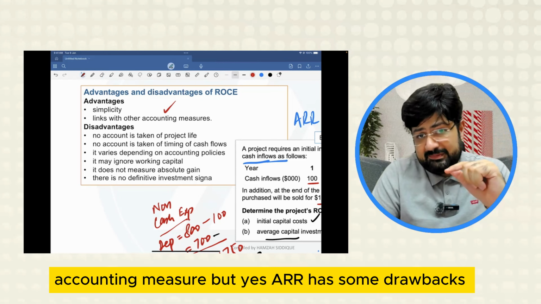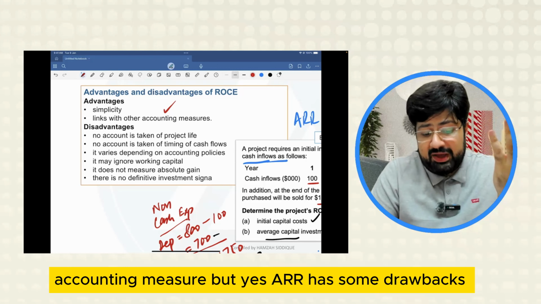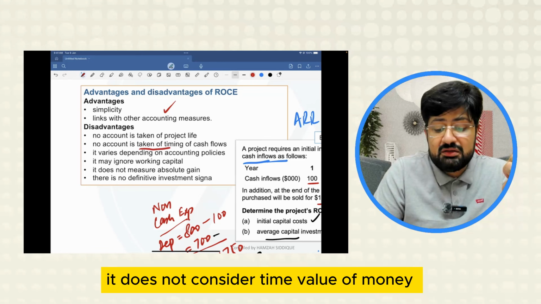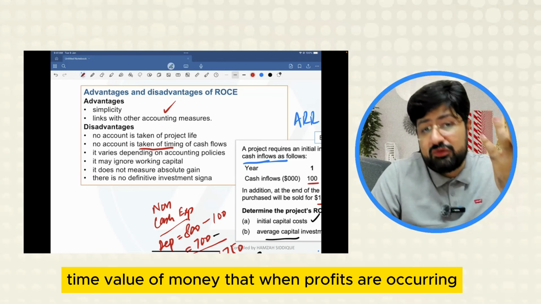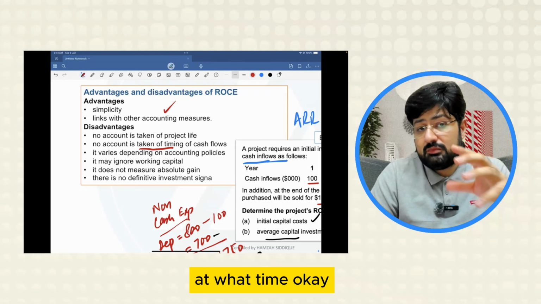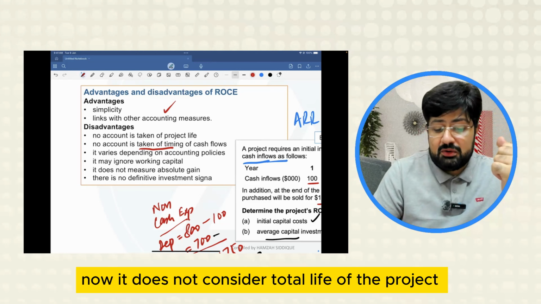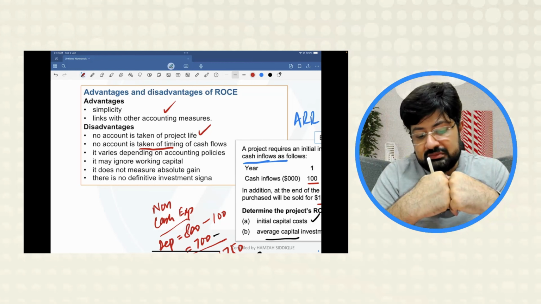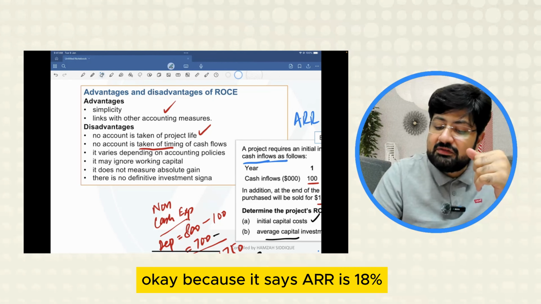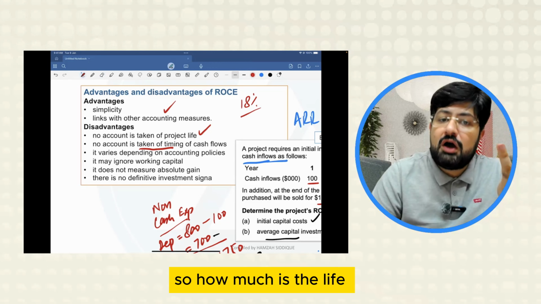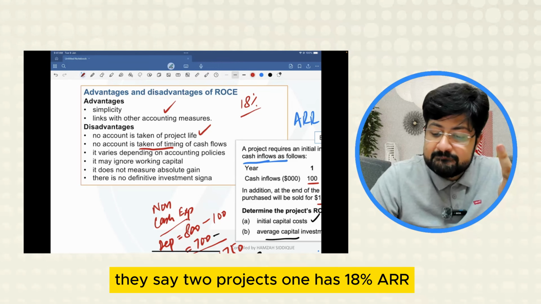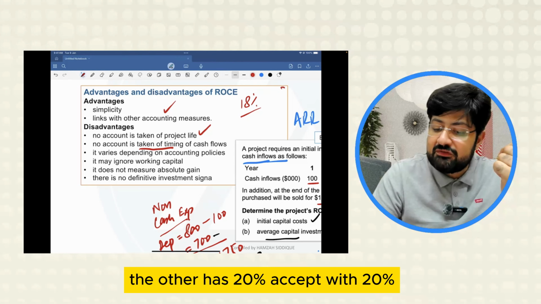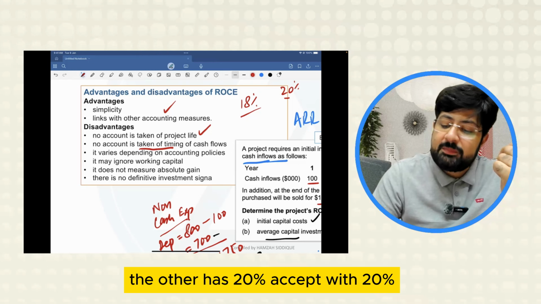But yes, ARR has some drawbacks. It does not consider the time value of money, that is, at what time the profits are occurring. Now, it does not consider the total life of the project. Because it says ARR is 18%, so how much is the life? They say two projects: one has 18% ARR, the other has 20%. They say accept the 20%.